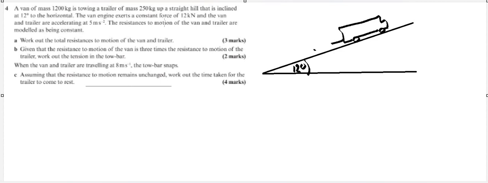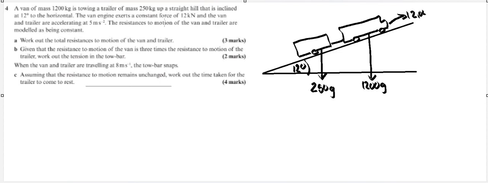And our truck is pulling a trailer. Okay, so the trailer weighs 250 kilos and our truck weighs 1200 kilos. The truck is being pulled by a force of 12,000 newtons. And the resistance to motion of the van and trailer is modelled as being a constant, so that means they've got some force slowing them down. And it says the van and the trailer are accelerating at 5 meters per second per second.